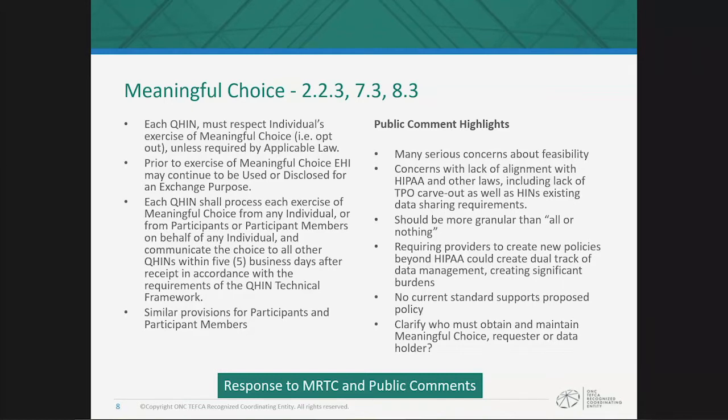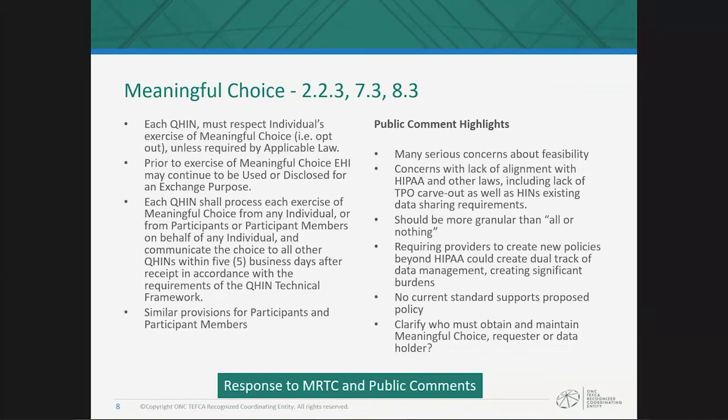So basically a business week. And the last bullet is, so to your point, this is a flow down. This is one that the QHIN must flow down in its agreements to its participant, and then that participant must flow down to the participant members. So naturally, this was an area where there were a lot of comments, and actually a number of concerns about the MRTC that was proposed.